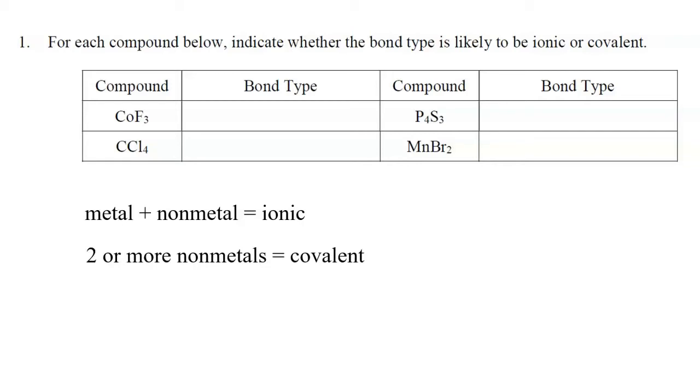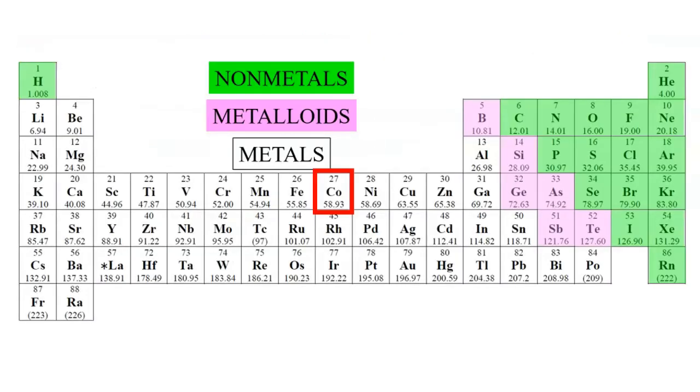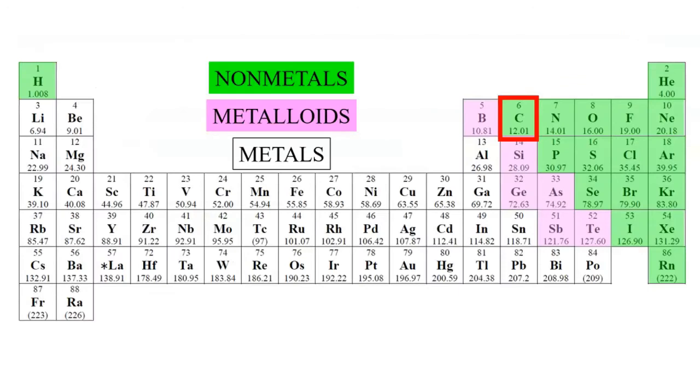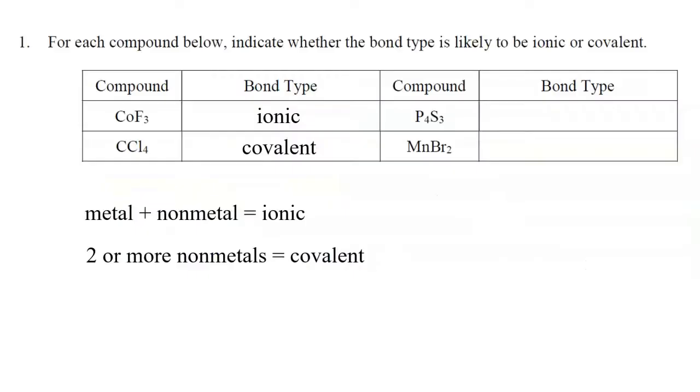So our first example is CoF3. That is cobalt and fluorine. So that's a metal-nonmetal combination, which would be ionic bonding. Our next example is CCl4. That would be carbon and chlorine, which are both nonmetals, so that's covalent bonding.